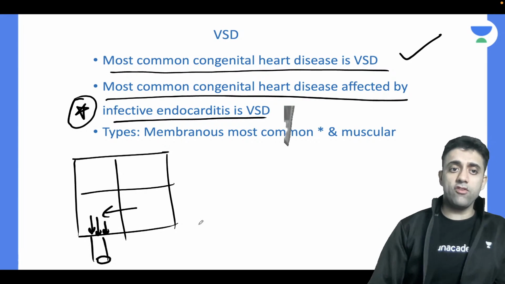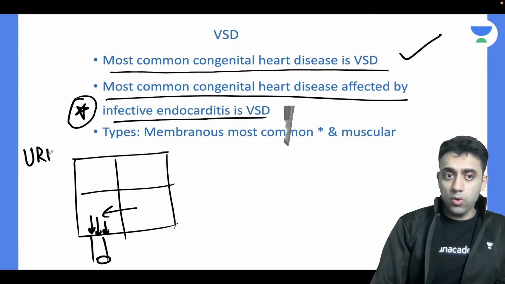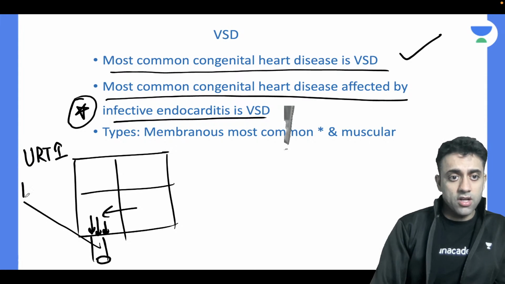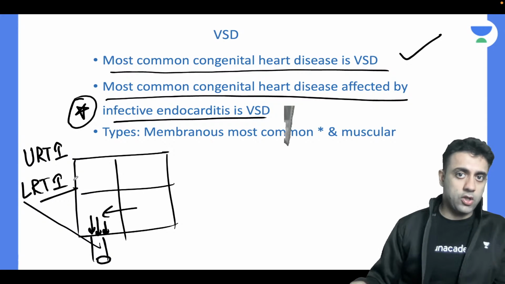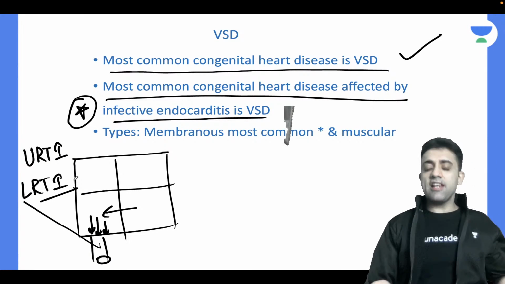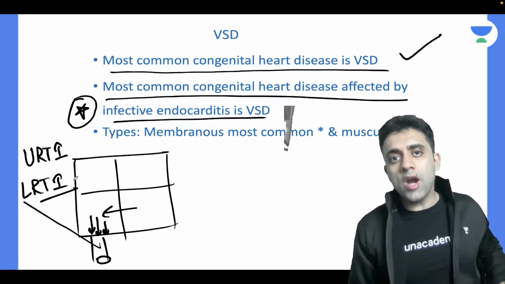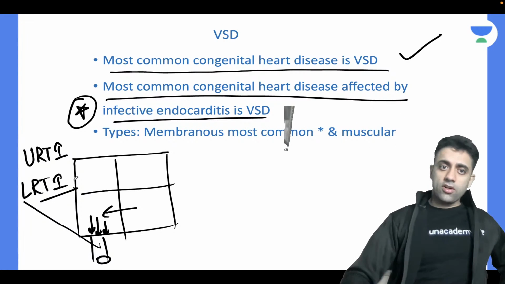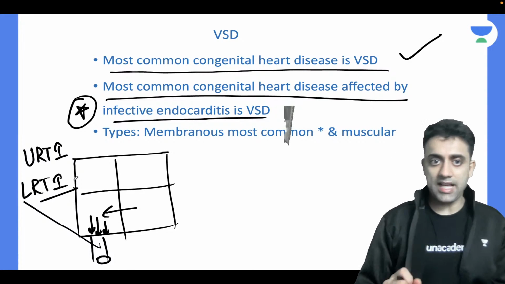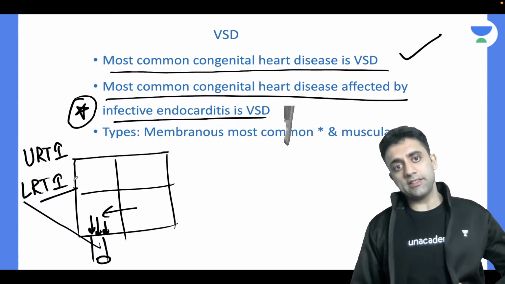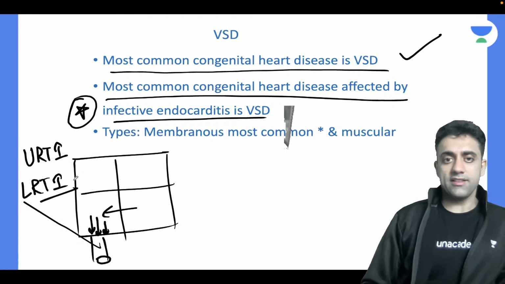So more blood flow will be there. The patient will have more upper respiratory tract infection, more lower respiratory tract infection. Whenever too much blood goes to the lungs, the patient will again come with cough and cold, URTI, LRTI. And also because of all these conditions, the patient can get infective endocarditis. So it's an exam question. The most common congenital heart disease affected by infective endocarditis is VSD.